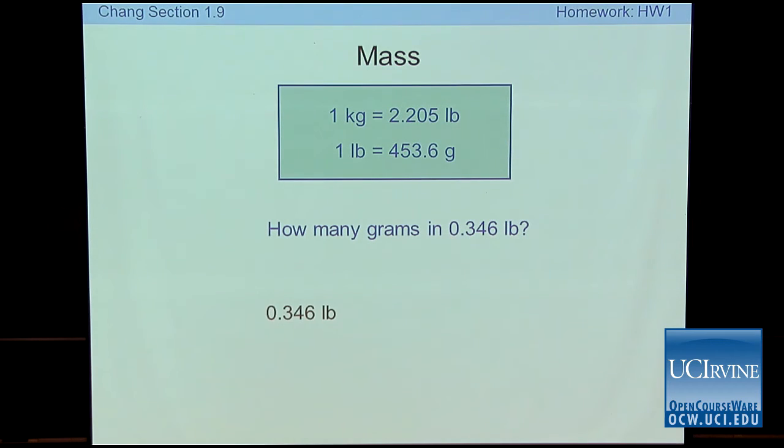Okay, here's the number I'm starting with, 0.346 pounds. Pounds has to strike out. That means out of this relation, I synthesize a unit factor where pounds appears on the bottom. There it is. And this number here goes on top. That's grams. This will strike out. Grams is the one that survives. And consequently, I have my answer in grams.